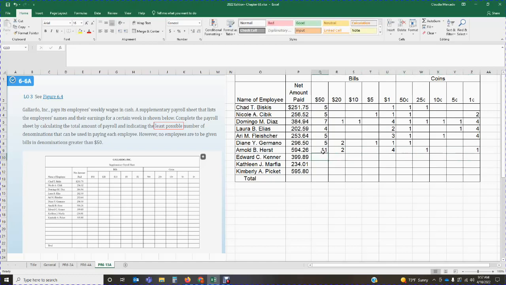So we need 11 of those, 2 of the $4 bills, and then 1 25-cent and 1 cent for that one. And then for Edward, we're going to be needing 7 $50 bills, 2 of those, 1 $5 bill, and 4 $1 bills, 1 50-cent, 1 25, 1 10-cent, and 4 pennies.